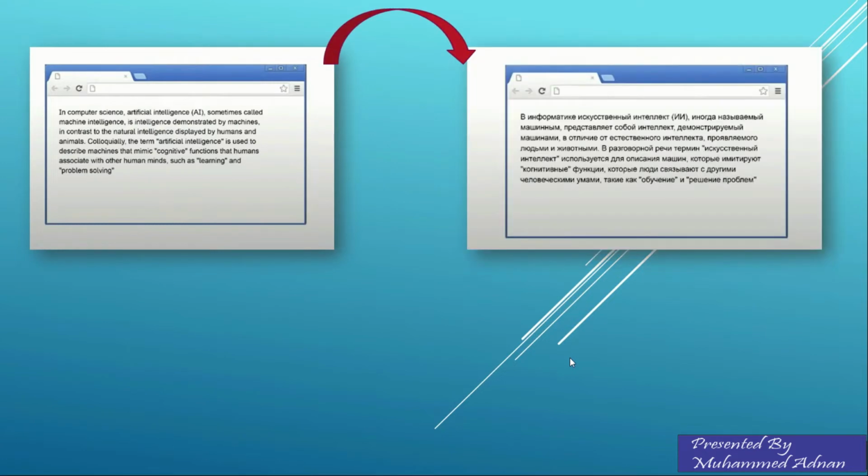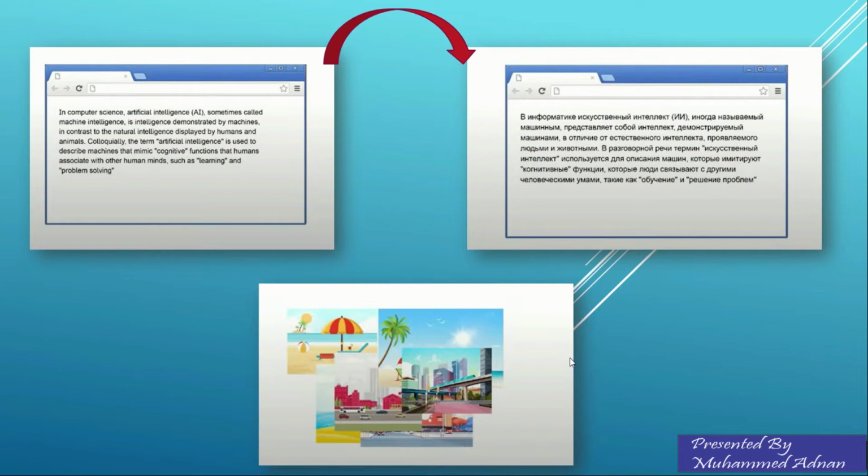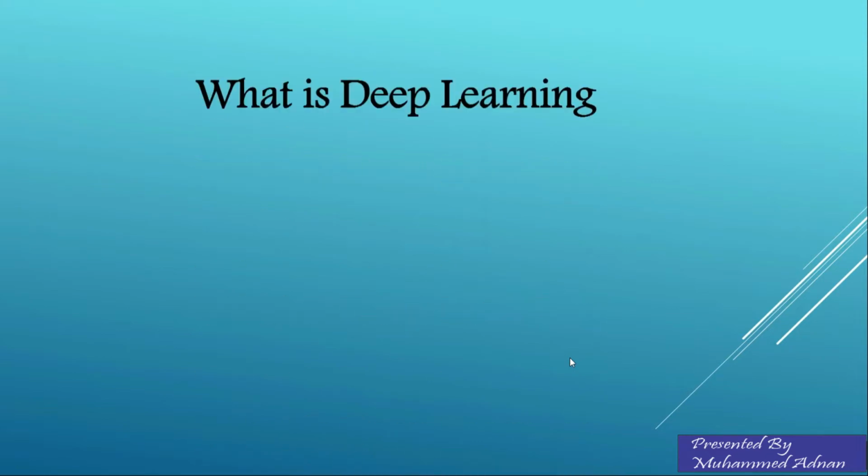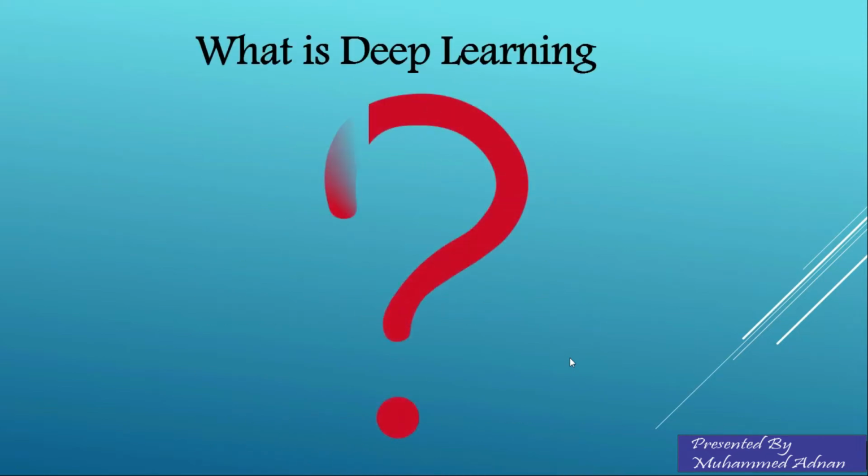Have you ever wondered how Google translates an entire web page to a different language in a matter of seconds? Or your phone gallery groups images based on their location? All of this is a product of deep learning. But what exactly is deep learning?